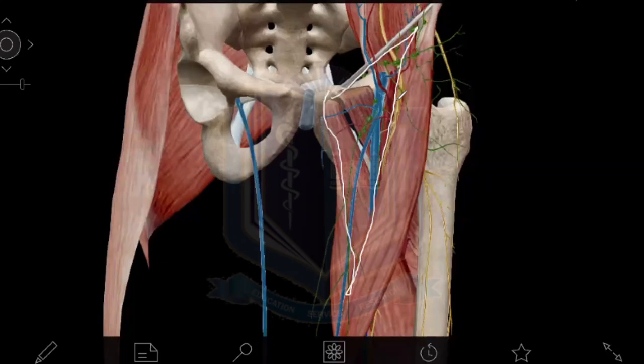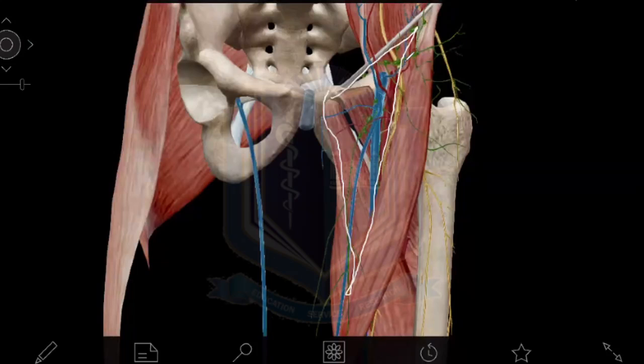In the roof, there would be skin, superficial and deep fascia, that is the fascia lata. The great saphenous vein would be running in the superficial part. So these will be present in the roof.